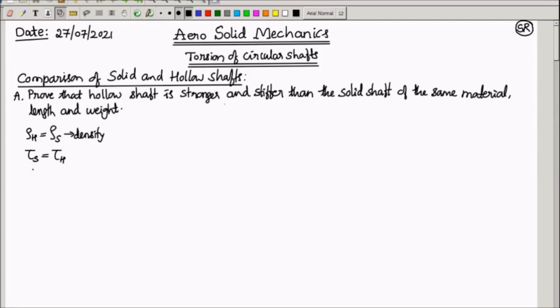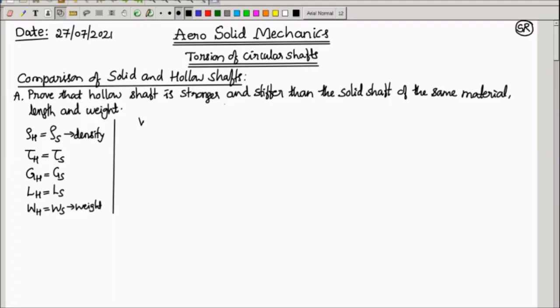And when the material is the same, the rigidity modulus also should be the same. GH is equal to GS. And he also says it is of the same length. So LH is equal to LS. And same weight. Same weight means WH is equal to WS. This is weight. That is also the same. So this much is given to you.